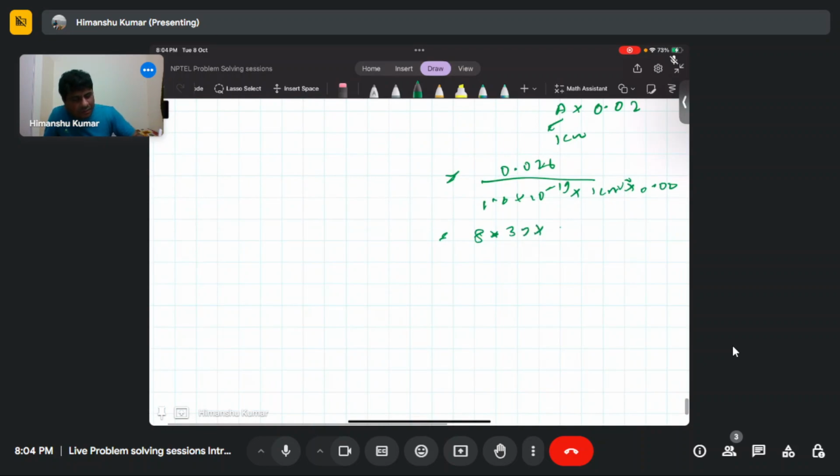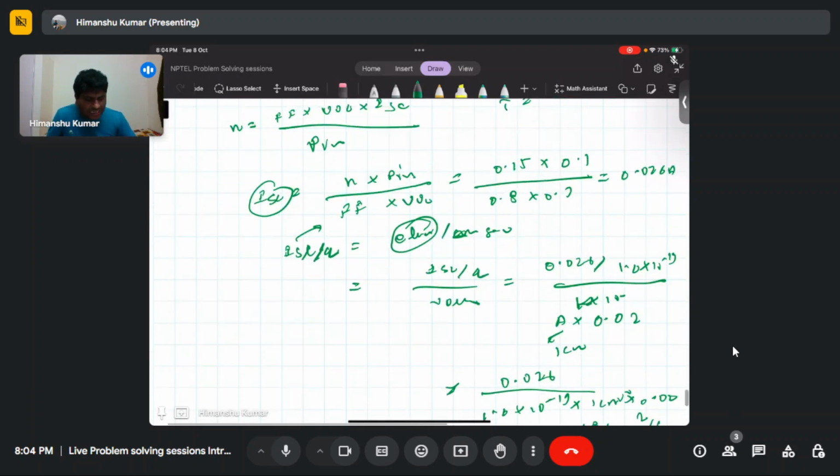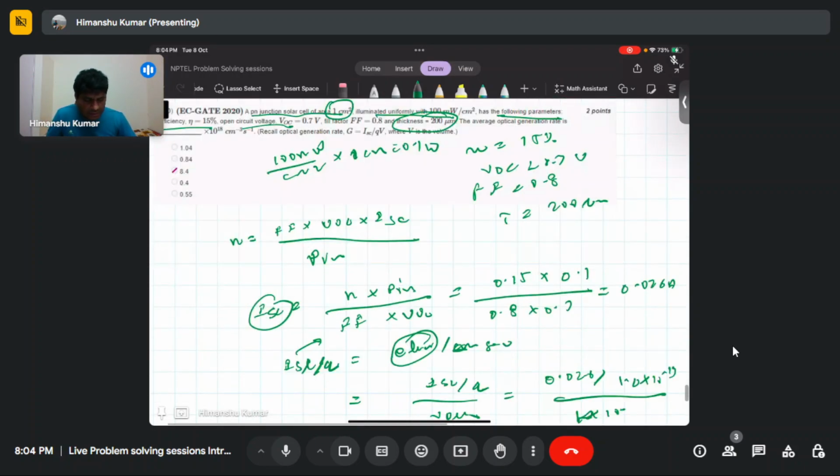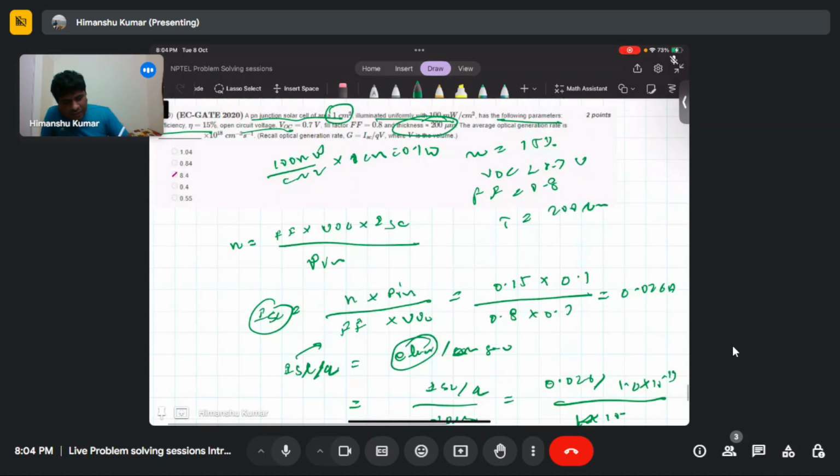And because the units are the same, this will become 8.37 into 10 power 18 per centimeter cube per second. So that is the correct answer. The answer here is given as 8 times 10 power 18, and the correct option is the third one actually.